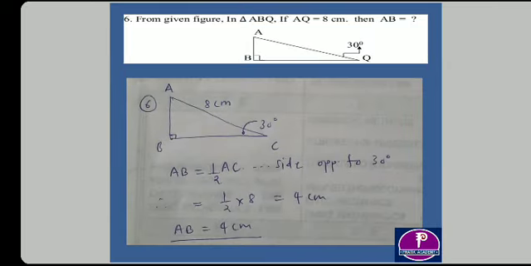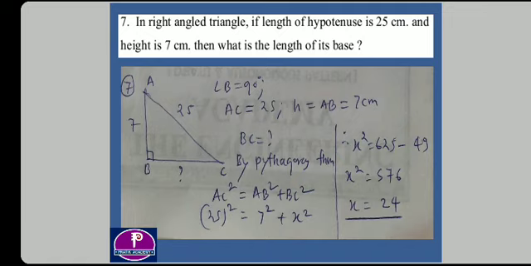Question 6. From given figure, in triangle ABQ, if AQ is equal to 8 centimeter, then AB is equal to question mark. So AB is side opposite to 30 degree. So AB is coming 1/2 into AC. It is 4 centimeter.